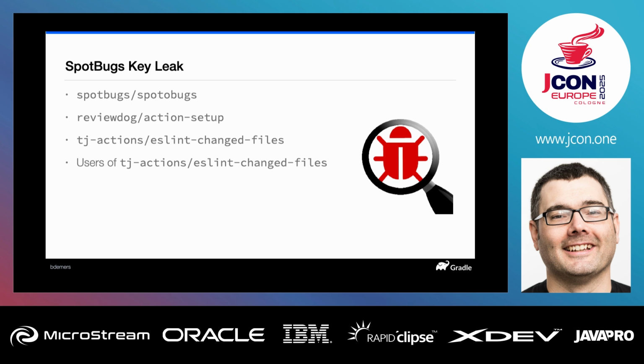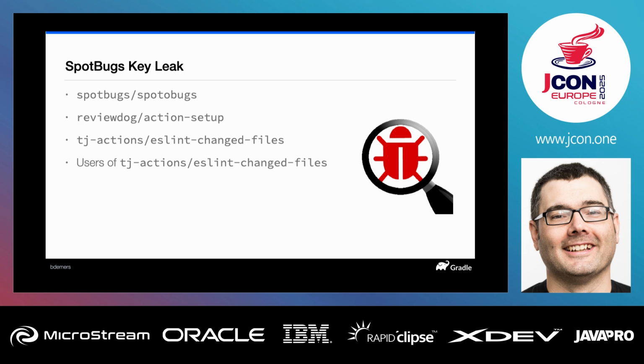All right, next one. Anyone heard of this one? A couple months ago, Spotbugs had a key leak. Anybody? A couple folks, yeah. So this is a really interesting one. In December, I think the key was leaked, and it was used in March, I think. Don't quote me on this timeline. But essentially, one of the developers of Spotbugs had a personal access token in a GitHub action. And through some other issues, that key was leaked.